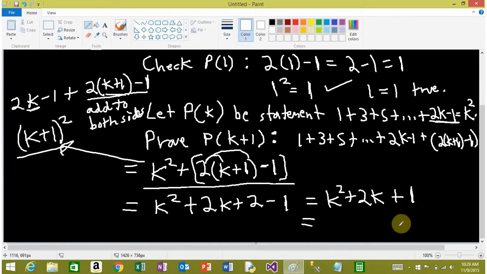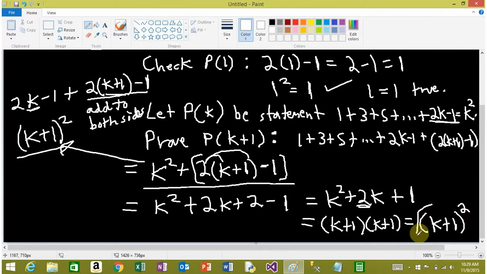And we see that if we factor this perfect square trinomial, k squared plus 2k plus 1, that is the same as k plus 1 times k plus 1, because factors of 1 are 1 and 1 that add up to 2. We can rewrite that as k plus 1 to the second power, or squared, since we have 2 of those. And that's where our goal was. We achieved that. We got k plus 1 squared. And then that is the proof.